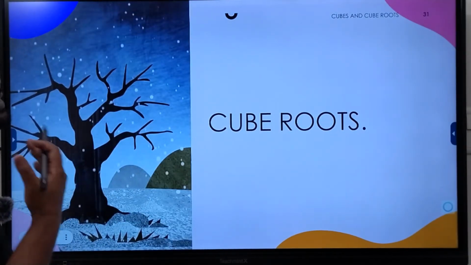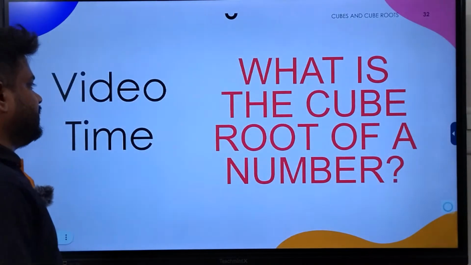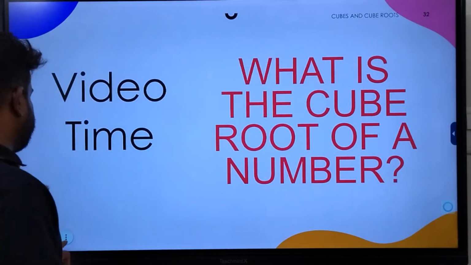Now we are going to discuss what cube roots actually are. So what is the cube root of a number? Let's watch a video.